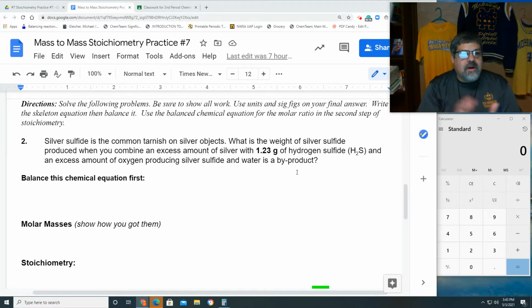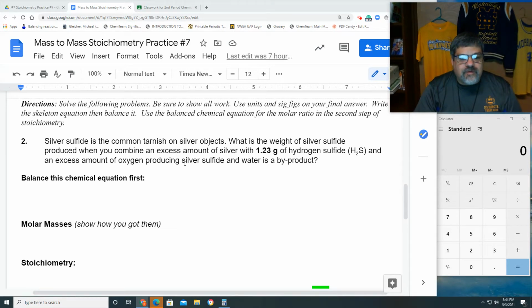Hey guys, today we're going to work on practice number 7, problem number 2 of stoichiometry, and this is a mass-to-mass problem. So if we go ahead and read this one, it is a little on the tricky side. It says silver sulfide is the common tarnish on silver objects. What is the weight of silver sulfide produced when you combine an excess amount of silver with hydrogen sulfide and an excess amount of oxygen?